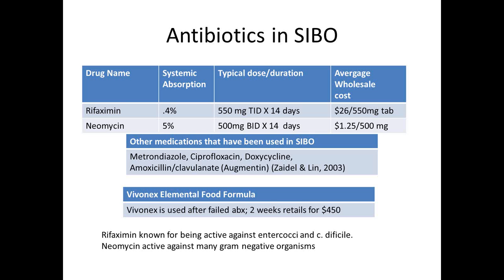And there are other antibiotics that have been used, and we'll go through those in more detail. For patients who fail antibiotics, you'll sometimes see the mention of Vivonex, which is an elemental food formula. Another expensive treatment, but it's used in refractory or failed treatments of small intestinal bacterial overgrowth. Okay, so rifaximin is known to be active against enterococci and C. difficile. Neomycin works against many gram-negative organisms.